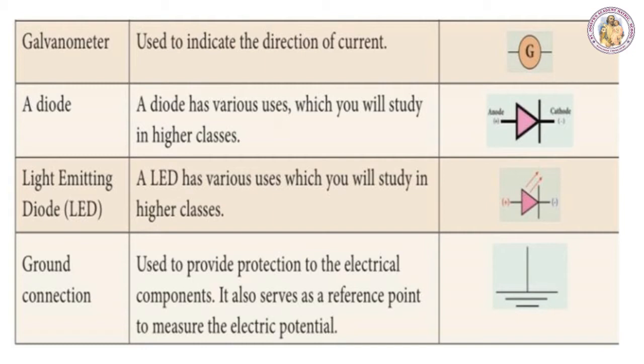Next one is the light emitting diode, LED. This LED has various uses. This one also we will learn about in higher classes, and let's see the symbols. Next, finally, the ground connection. The ground connection is used to provide protection to the electrical components. It also serves as a reference point to measure the electric potential. The symbol is given here.